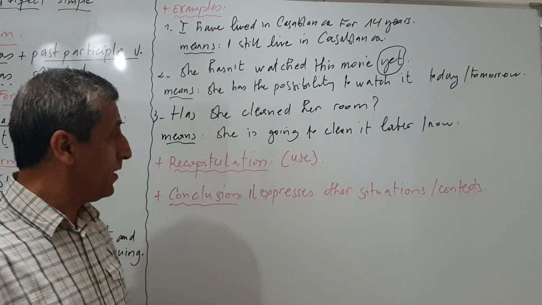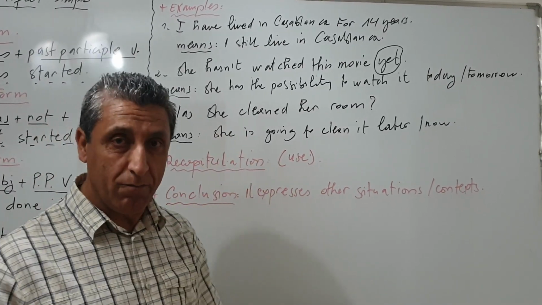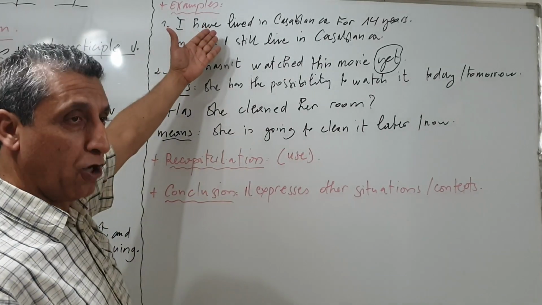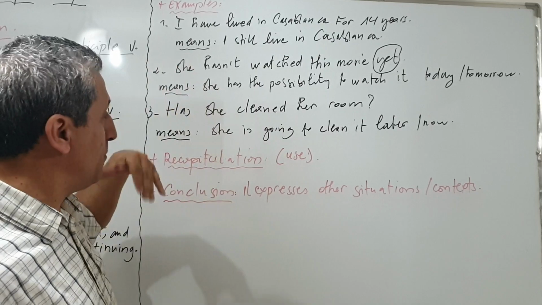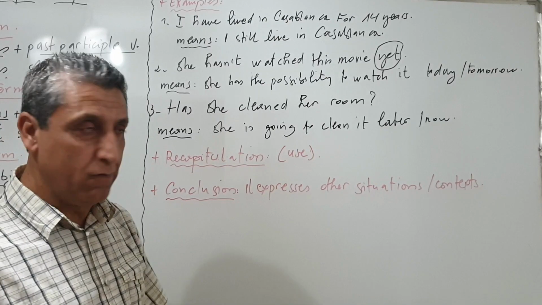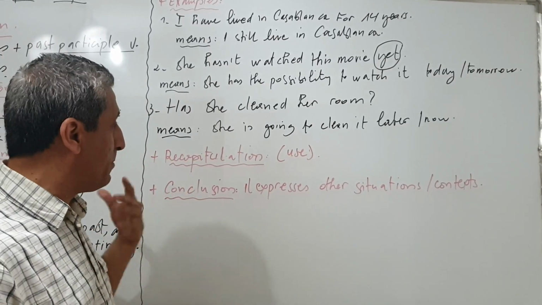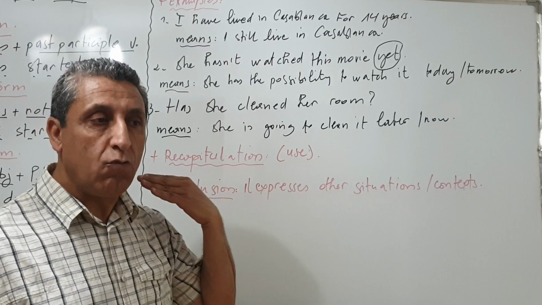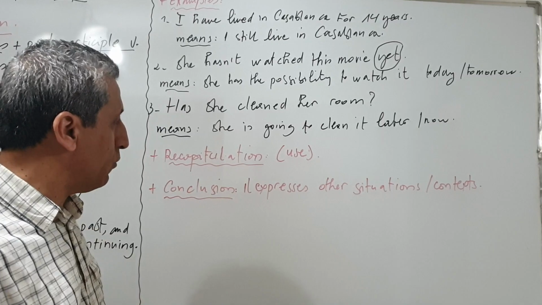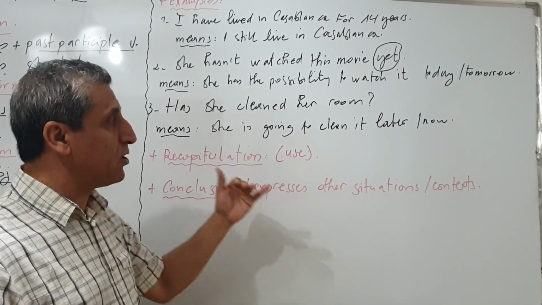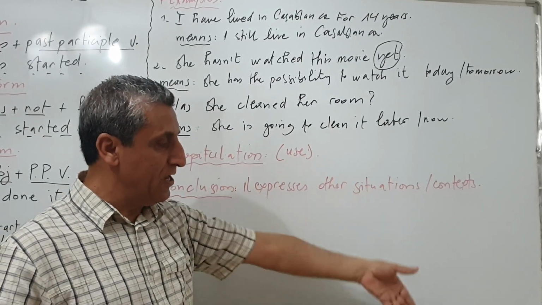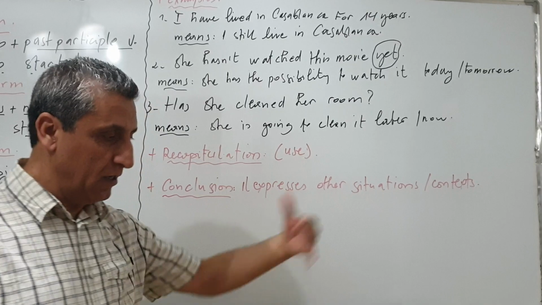Example number 3. Has she cleaned her room? So it's a question, it's an interrogative form. The first one is a positive form, second one is a negative form, and the third one is a question. So, has she cleaned her room? Here, what does it mean? The sentence means that we are asking about whether she cleaned it or not, which means that she's going to clean it later. If she didn't do that in the past, she's going to do it now or later, or in an hour or so.